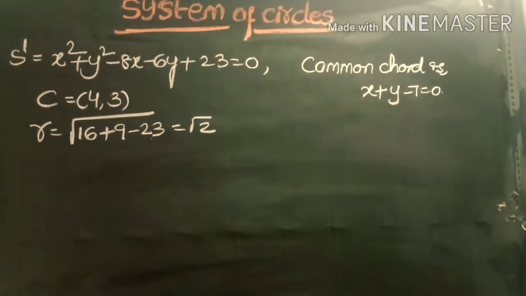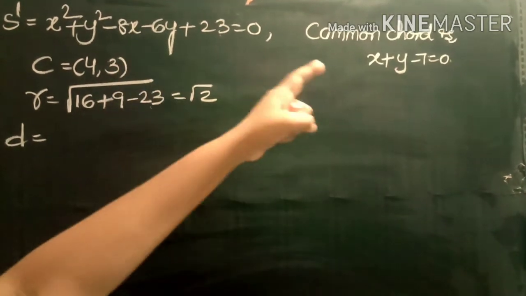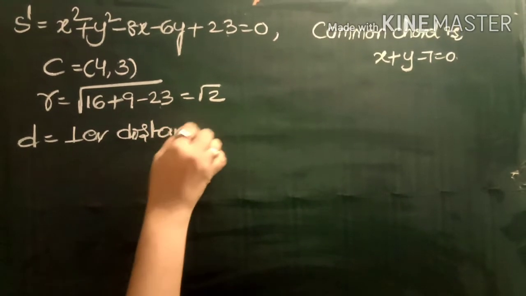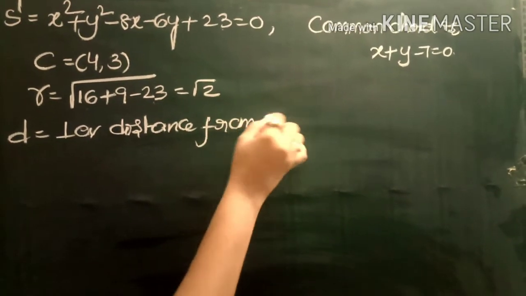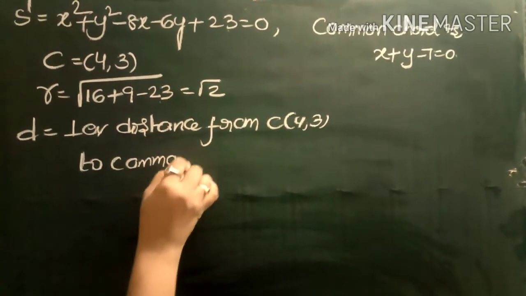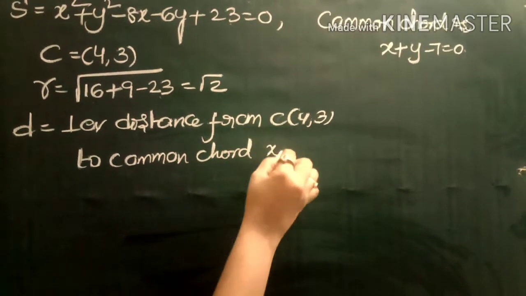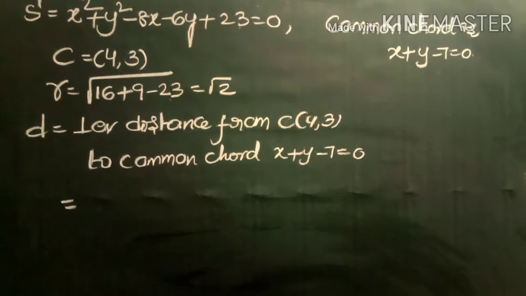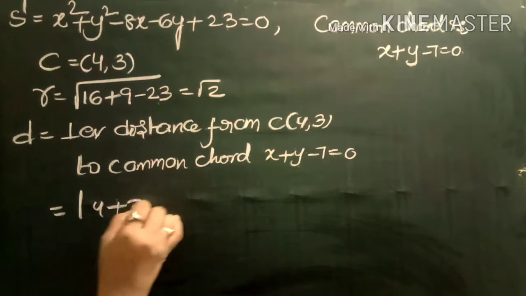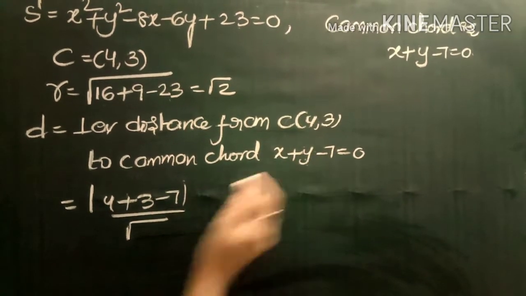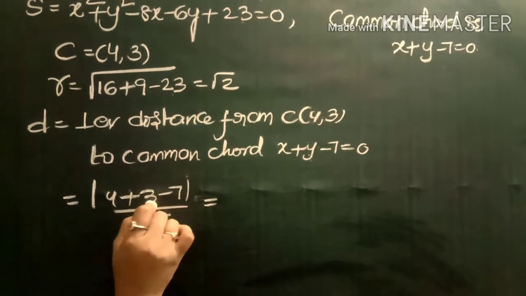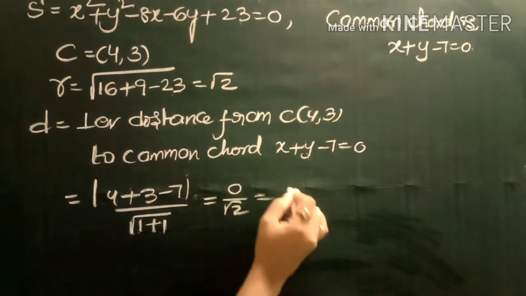Now d value, d is equal to the perpendicular distance from the center 4 comma 3 to the common chord x plus y minus 7 equal to 0. Now taking the perpendicular distance value, that is under modulus, replacing the point here, 4 plus 3 minus 7 divided by square root of x coefficient whole square plus y coefficient whole square, that is 1 square plus 1 square, root 1 plus 1. Now 4 plus 3 minus 7, 7 minus 7, 0 by root 2 equals 0, that is d value is equal to 0.